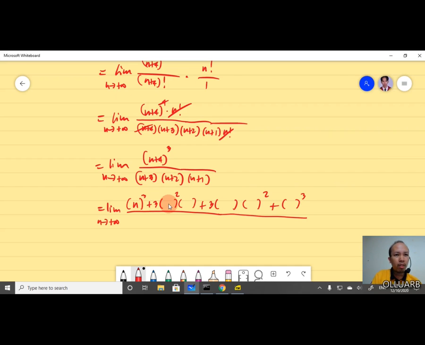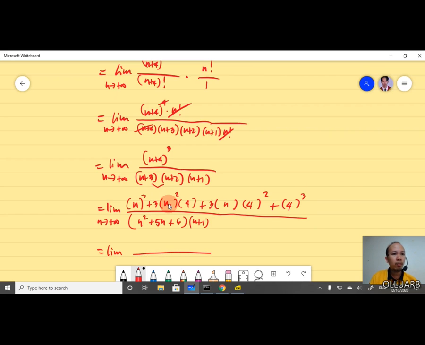How about this one? Let's multiply this. So we have n squared, the middle term is 5n, the last term is 3n plus 2n, which is 5n, plus 6, and then times n plus 1, and this is n plus 4 and 4.